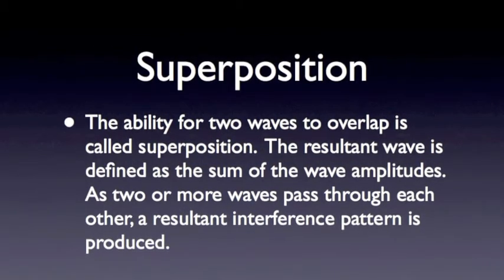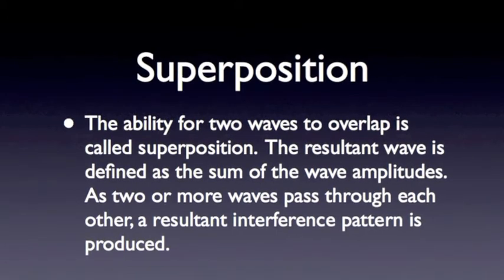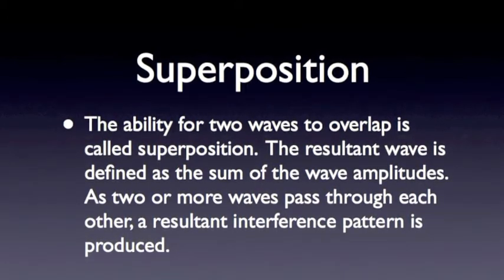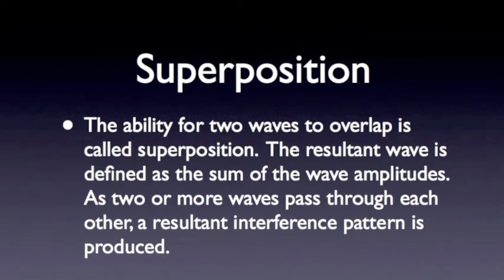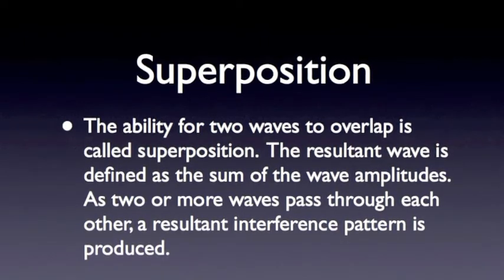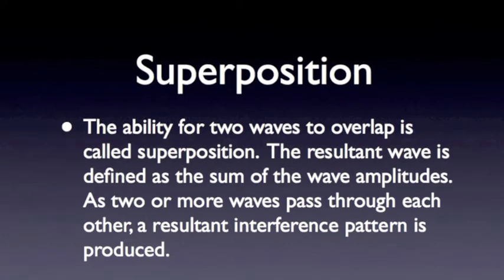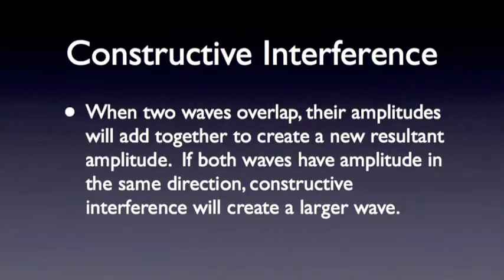Superposition. The ability for two waves to overlap is called superposition. The resultant wave is defined as the sum of the wave amplitudes. As two or more waves pass through each other, a resultant interference pattern is produced.